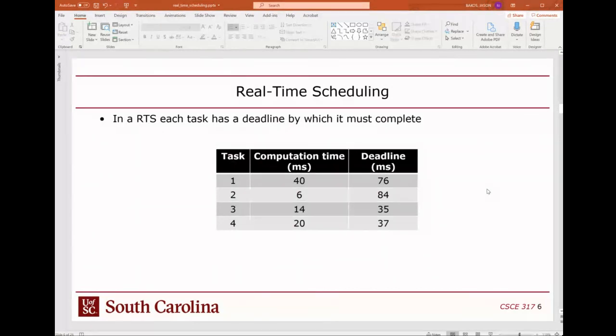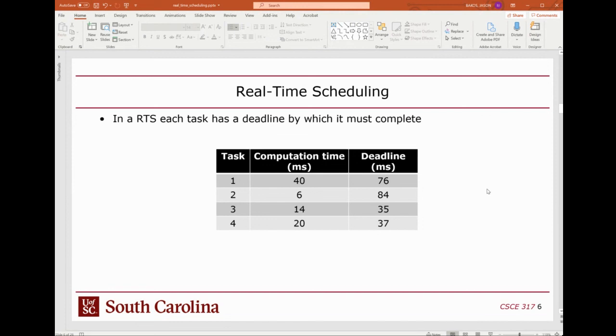Okay, so let's take a look at why real-time scheduling is hard. So let's assume that we have 4 tasks, and each of them has a different execution time, or rather a worst-case execution time. These are in milliseconds, which is generally the granularity that you're working in with an OS.